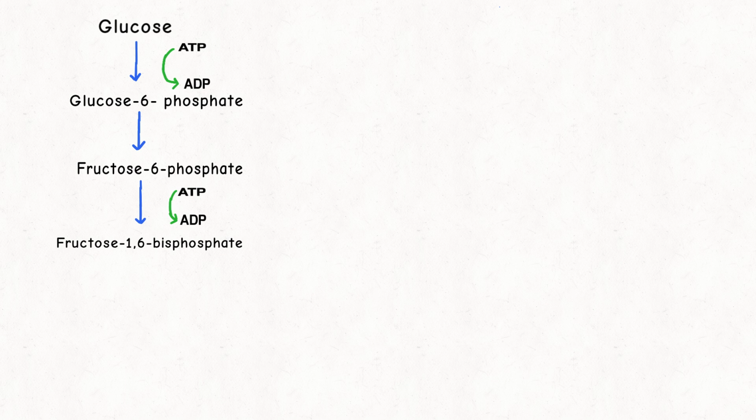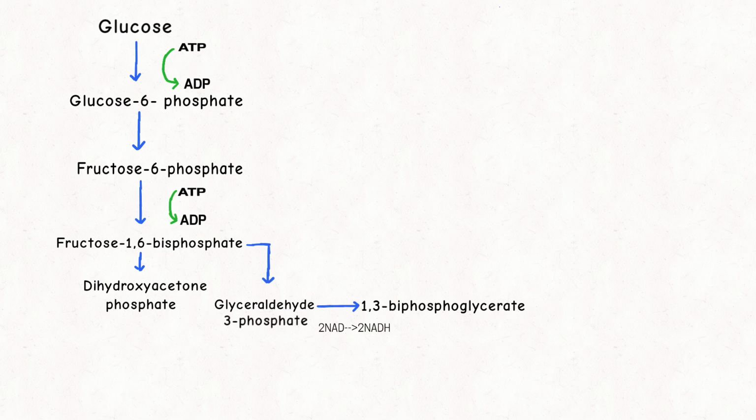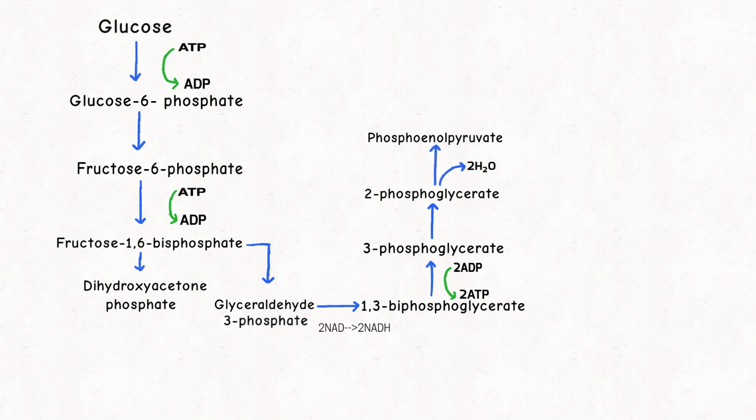In the second phase, the fructose 1,6-bisphosphate will get split into dihydroxyacetone phosphate and glyceraldehyde 3-phosphate. This G3P will then be converted into 1,3-bisphosphoglycerate, then to 3-phosphoglycerate by losing a phosphate molecule, which is then converted into 2-phosphoglycerate, then to phosphoenolpyruvate by losing a water molecule, and finally into pyruvate.